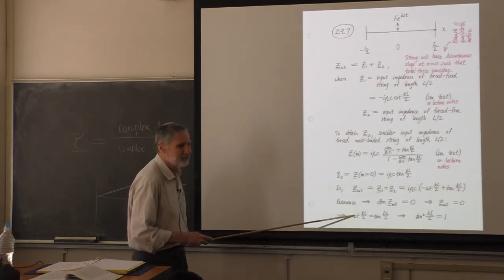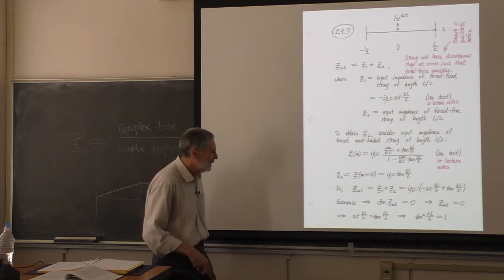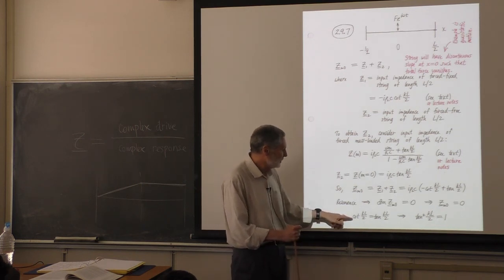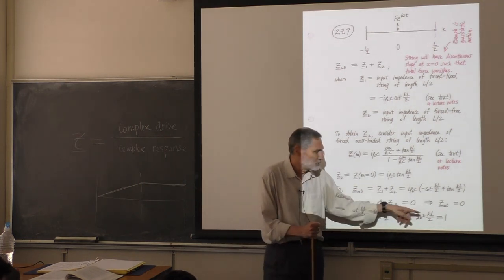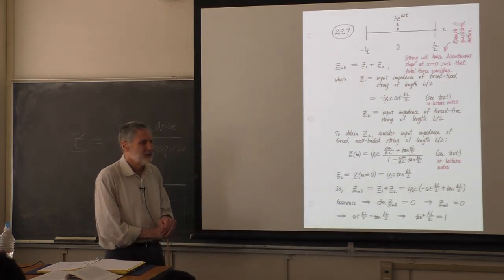And now we get to this. It's kind of curious, right? Cotangent equals tangent. The cotangent is 1 over the tangent. So this is equivalent to the tangent squared being 1. If I take the square root of that, what do I get? Trick question.